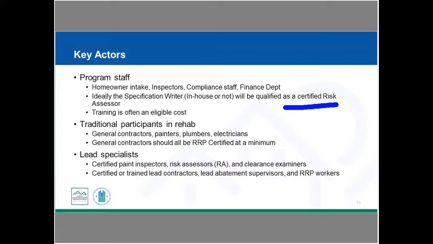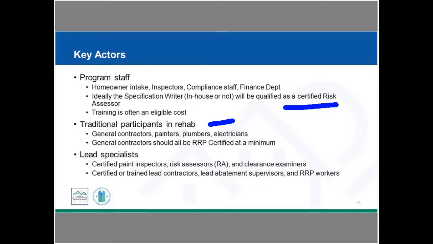So we have our program staff. Then we have our traditional participants in rehab. These are our general contractors, our painters, our plumbers, our electricians, and we want to make sure that our general contractors should all be certified as RRP at a minimum. And our program staff is going to have to help our general contractors understand the requirements that apply to their work. We're going to need to be using the HUD lead language and the EPA language in our contracts, in our work specifications, and in different types of communication.